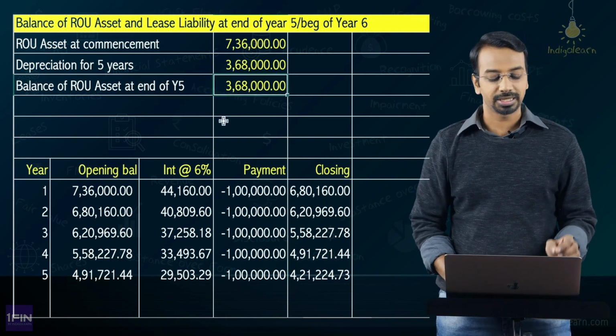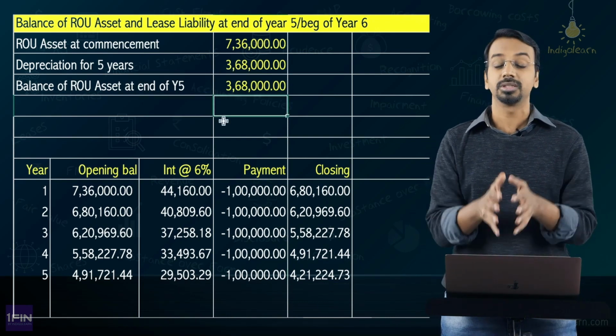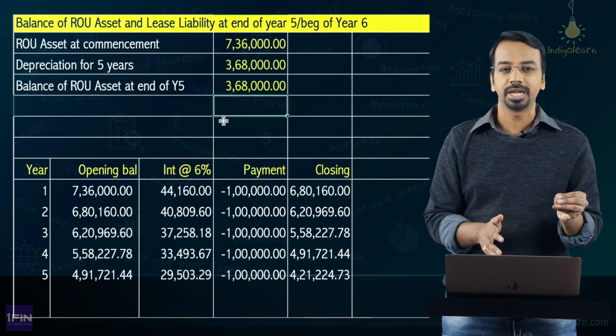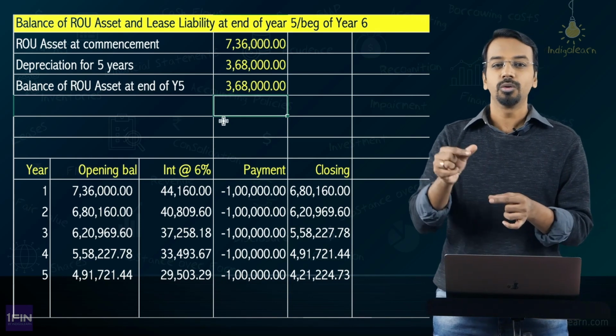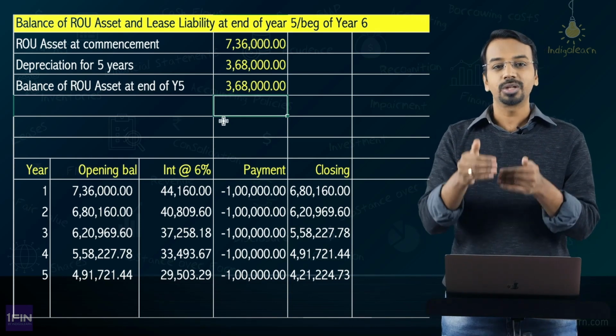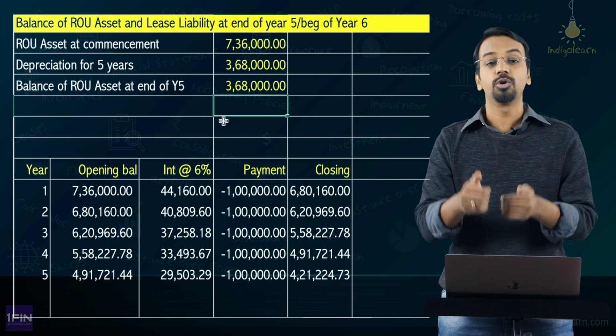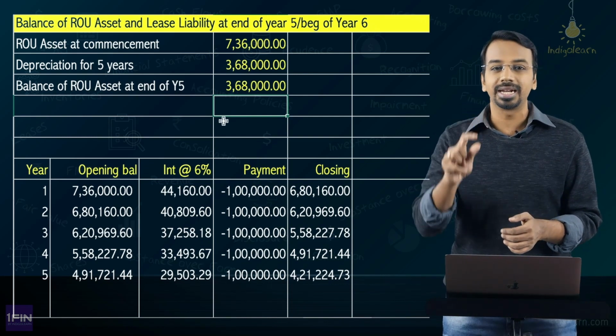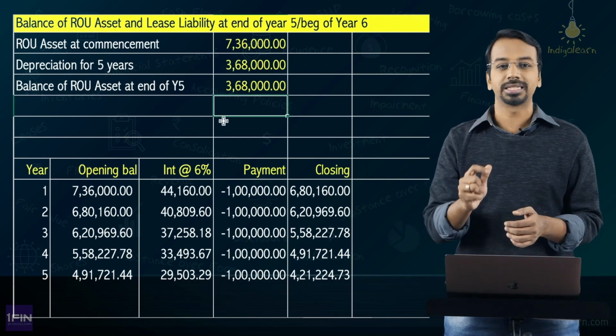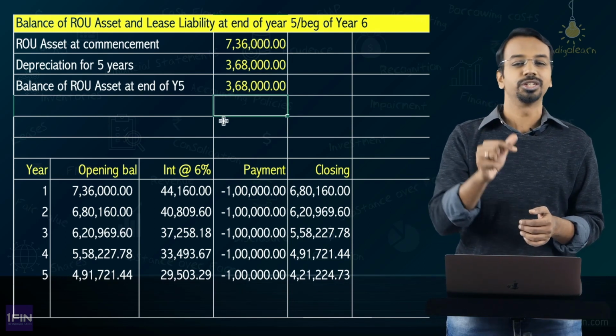Balance of right of use asset at the end of year 5 is 3,68,000. This right of use asset is for how much period? It is for a 5-year period. Now we have reduced the lease term to balance 3 years. Means now the right of use asset is available with us only for a 3-year period and not for a 5-year period. So there is a reduction of right of use asset to the extent of 2 years of use.